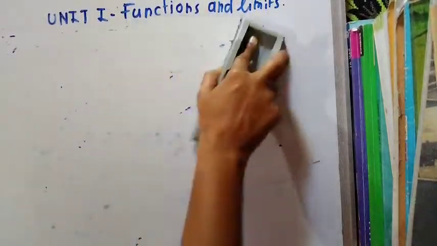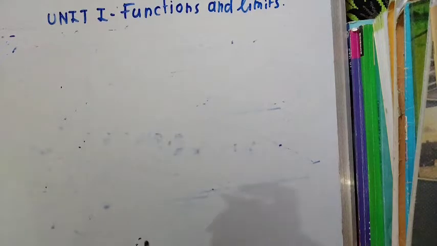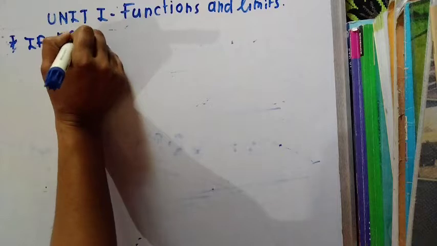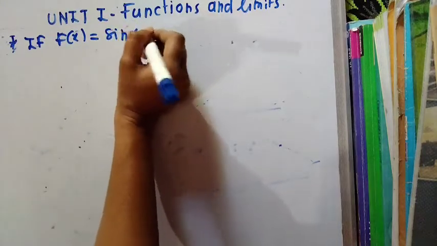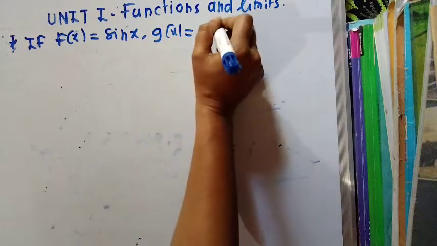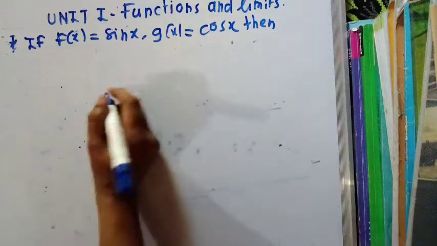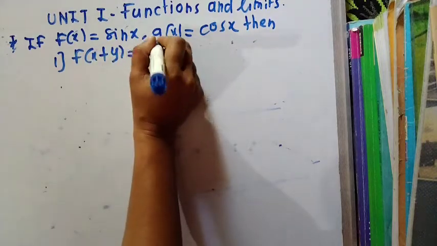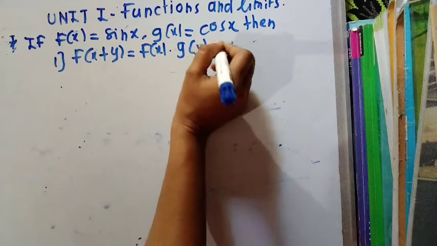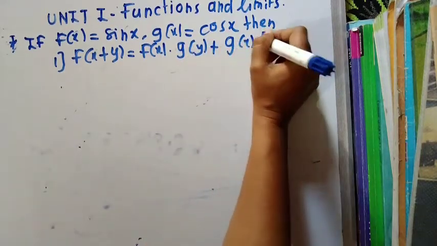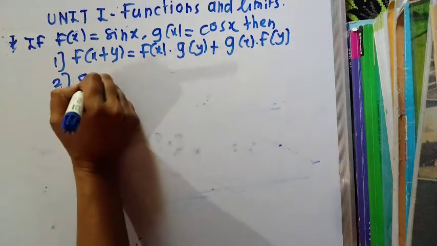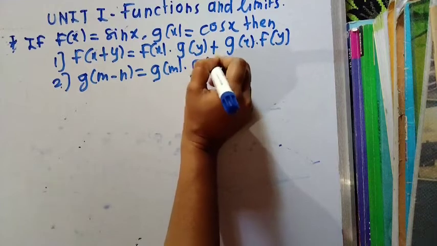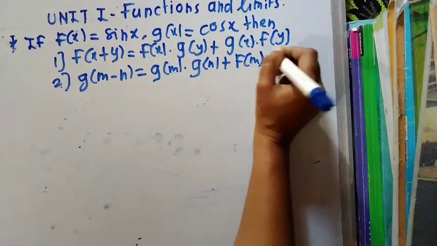Then next theorem: if f of x is equal to sin x and g of x is equal to cos x, then first, f of x plus y is equal to f of x into g of y plus g of x into f of y, and second, g of m minus n is equal to g of m into g of n plus f of m into f of n.